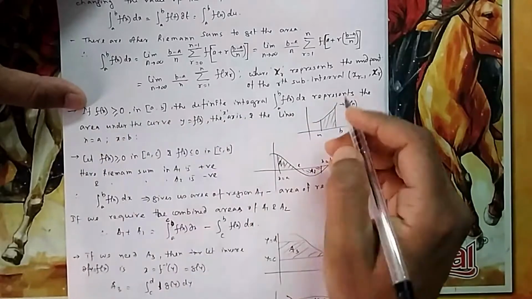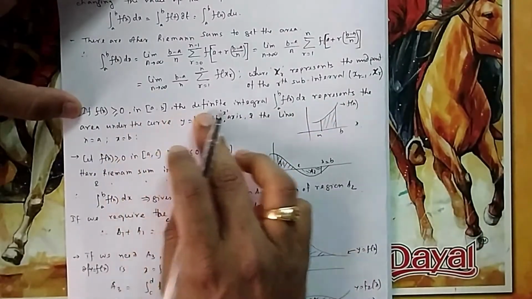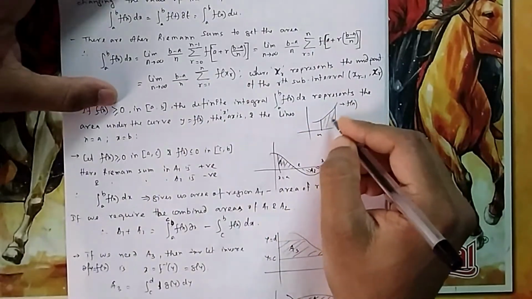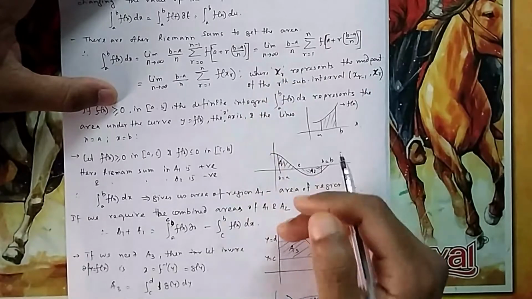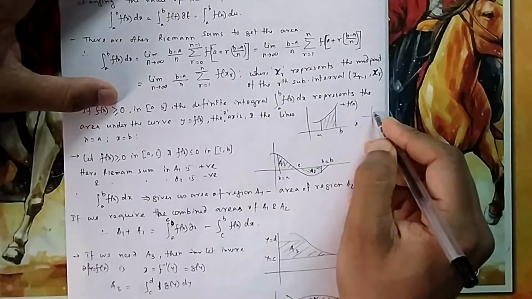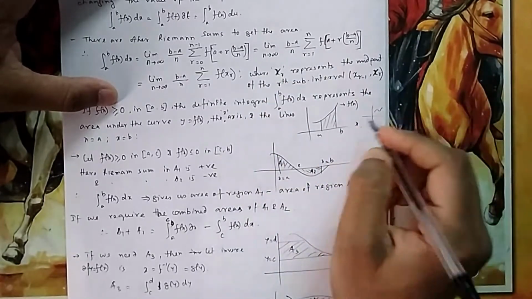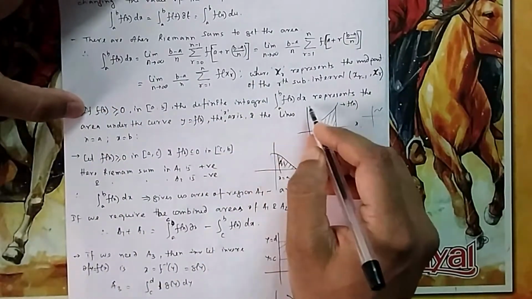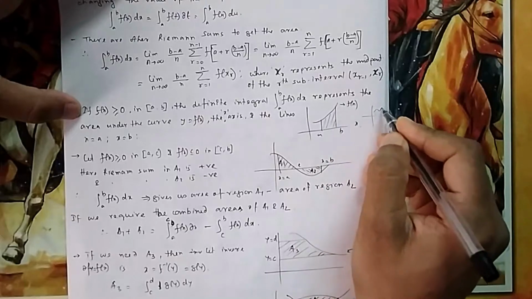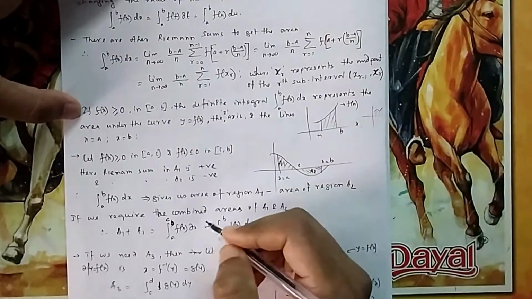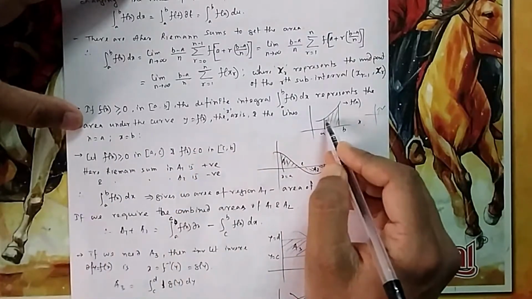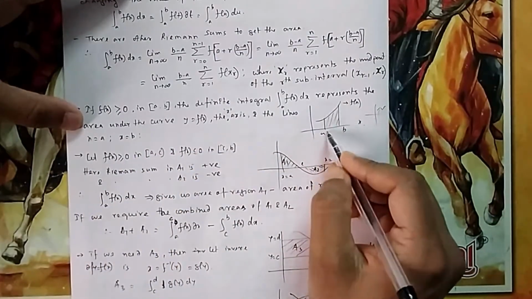Now if f(x) is greater than 0 in a to b, then the definite integral is positive. It is not coming below the x-axis. It can be something of this fashion also, it can decrease also, but it should be above the x-axis. Then this area will also be positive, because the area is always positive. This represents the area under the curve y equal to f(x), the x-axis, and these two lines x equal to a and x equal to b.